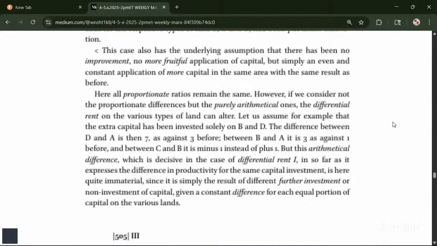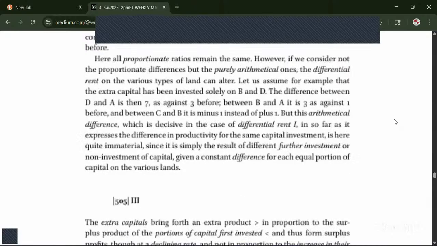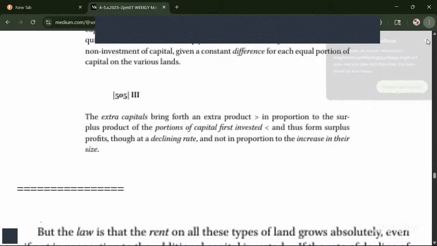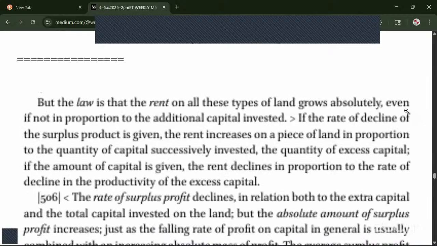Now, that's a long way of talking about certain constants, but needless to say, the extra capitals bring forth an extra product in proportion to the surplus product of the portions of capital first invested, and thus form surplus profits, though at a declining rate, and not in proportion to the increase in their size.